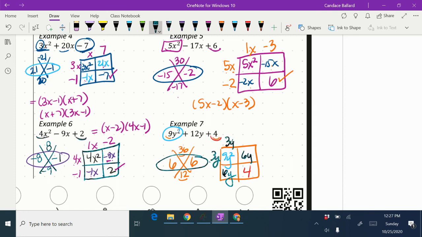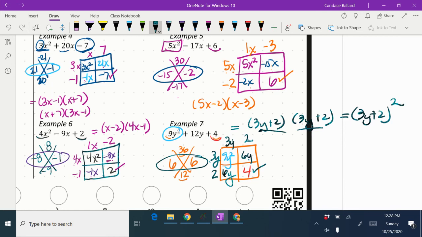So I ask myself, how many times does 3y divide 6y? Twice. How many times does 3y divide 6y? Twice, so the 3 and the 3 worked. And then our check is 2 times 2 is 4. So I'm going to write that as 3y plus 2 times 3y plus 2. But it's the same factor, so I'm going to be super cool and write it squared.